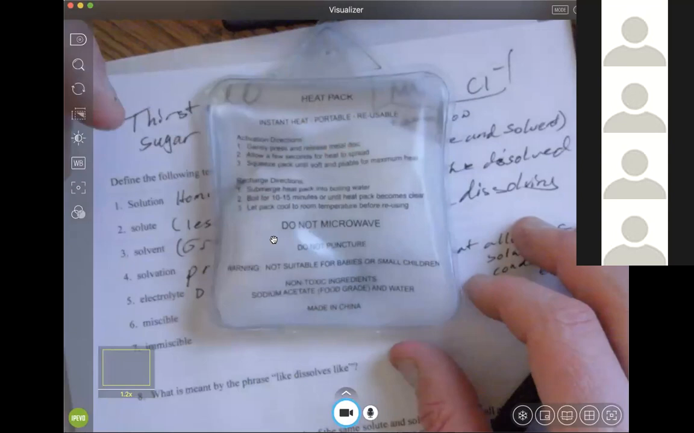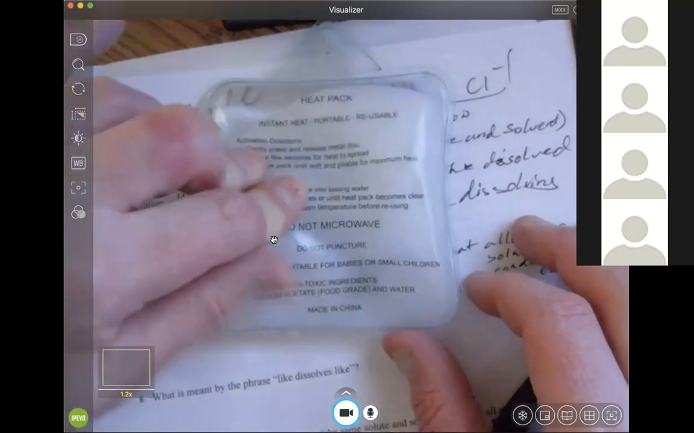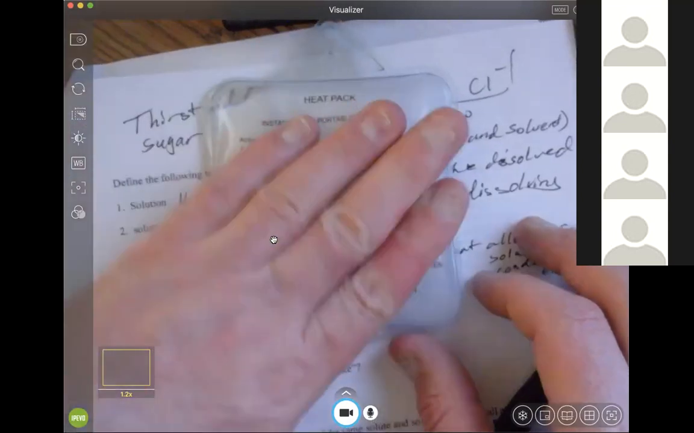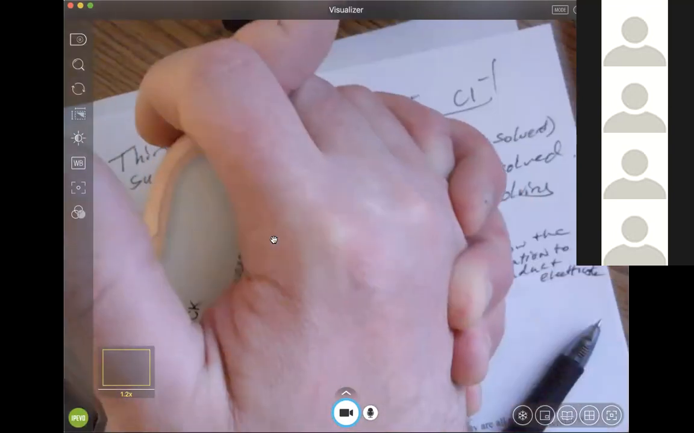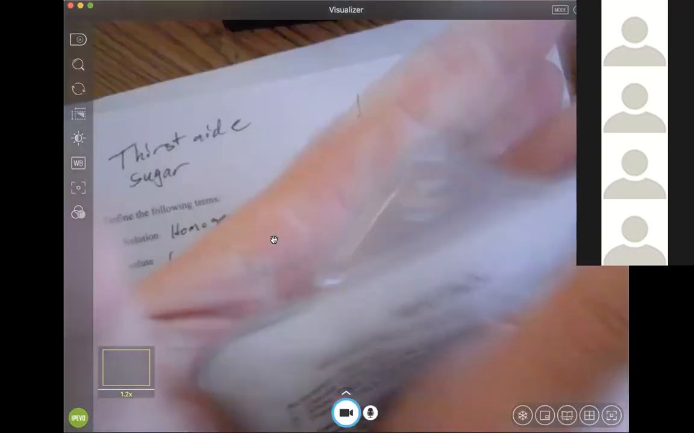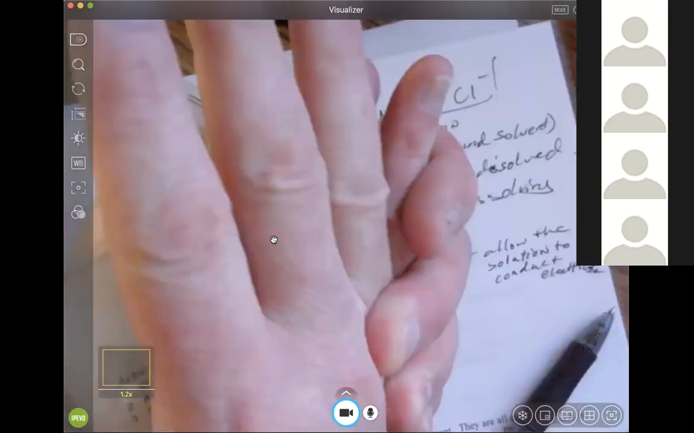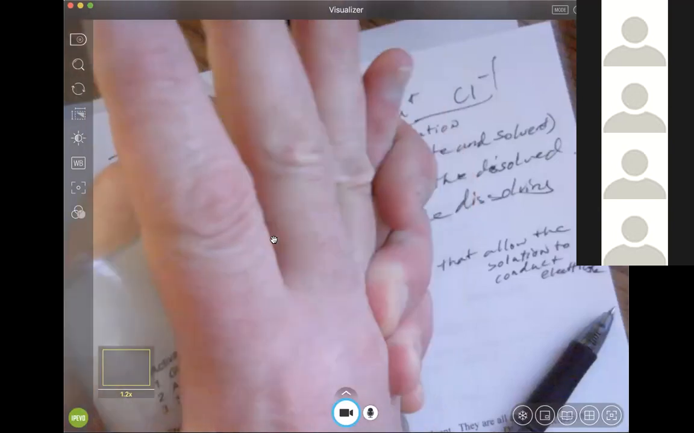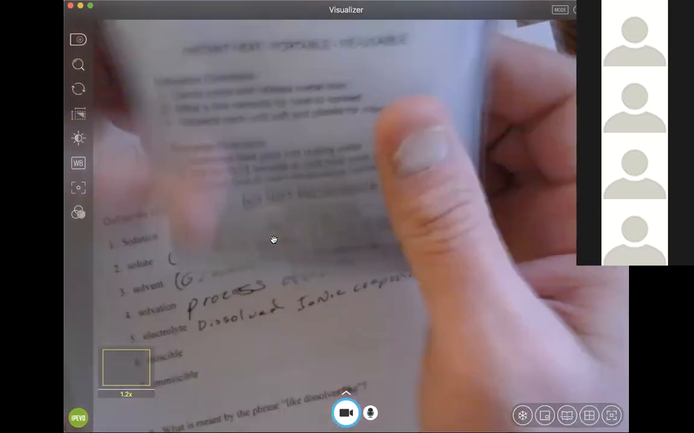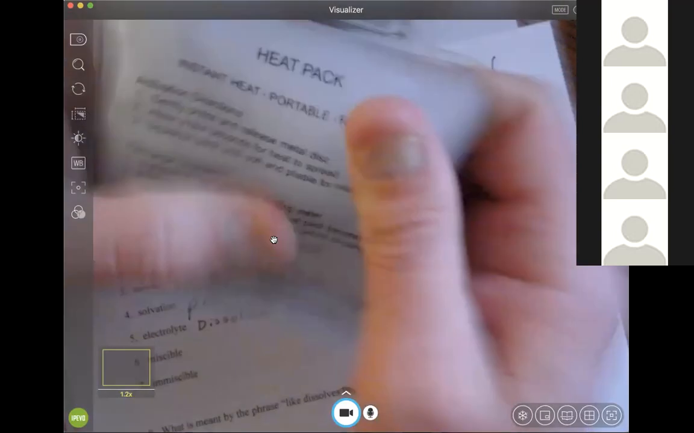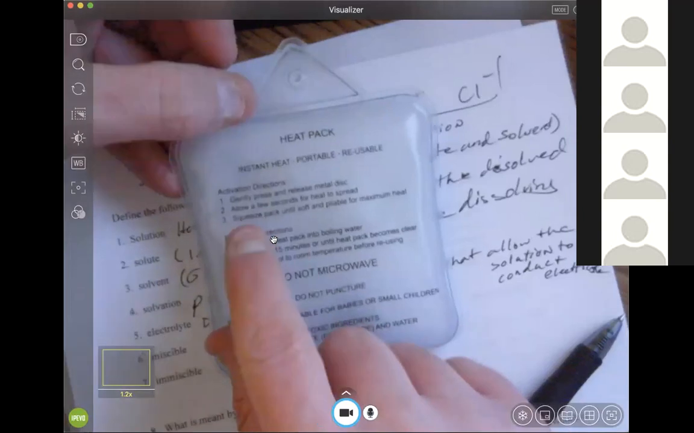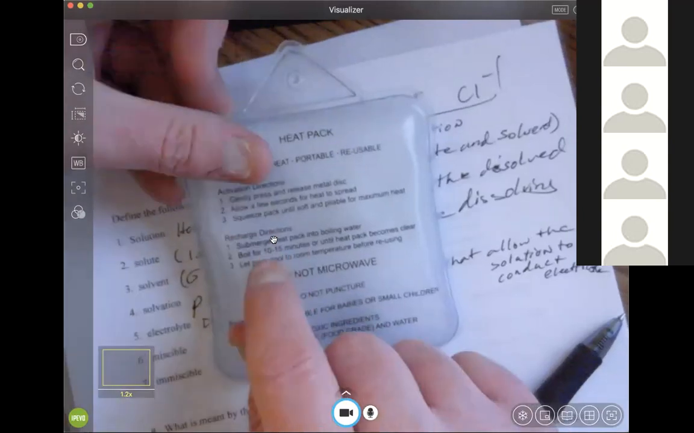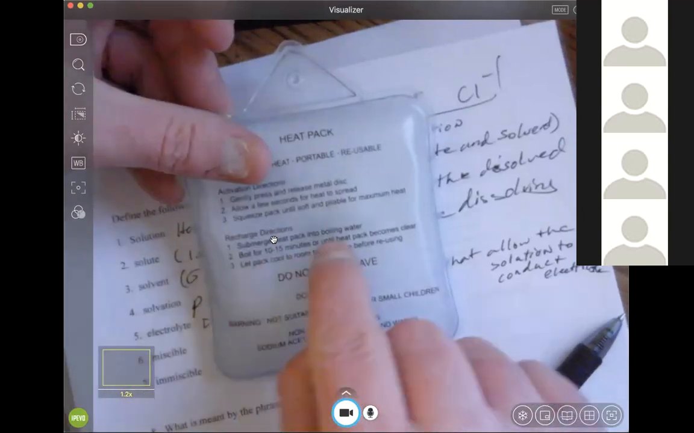And then I could put this in my pocket and it would feel hot and warm for probably maybe 50 minutes to an hour. So if I had multiple of these, I could keep myself warm while shoveling or skiing or something like that. And take a look. It tells you how to activate it, but look at the recharge process. Submerge the heat pack into boiling water. Boil for 10 to 15 minutes or until it becomes clear.